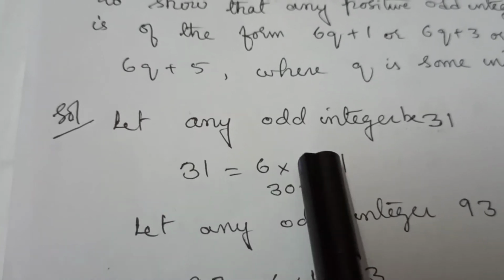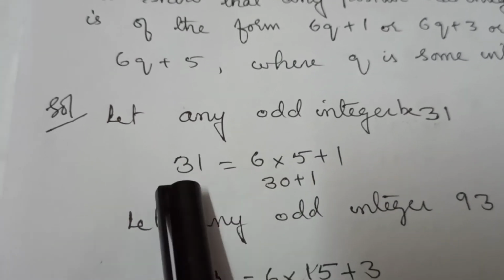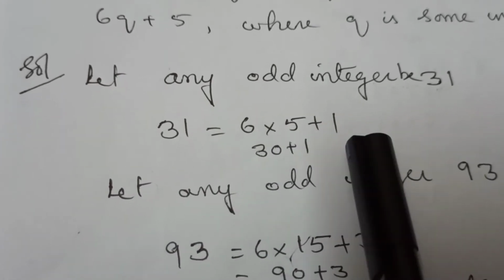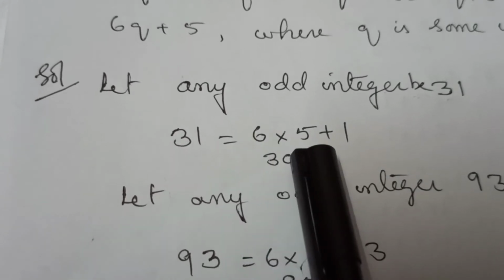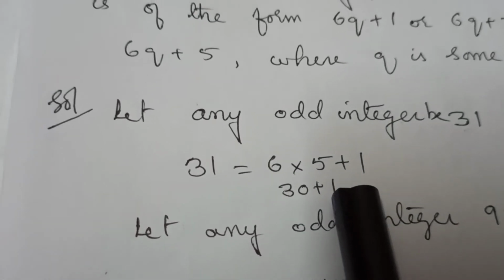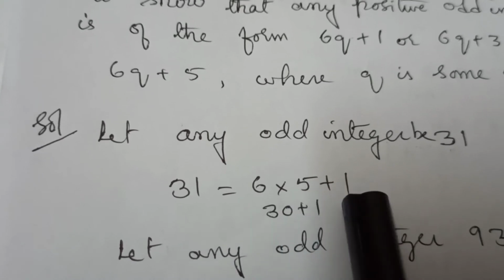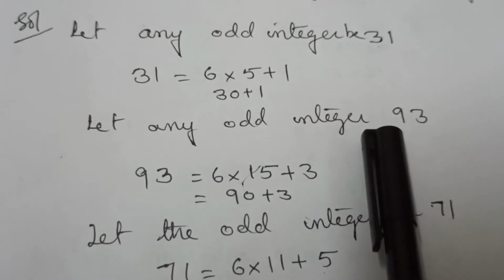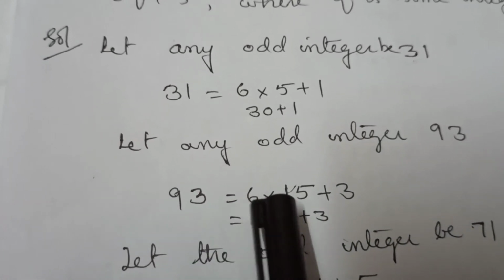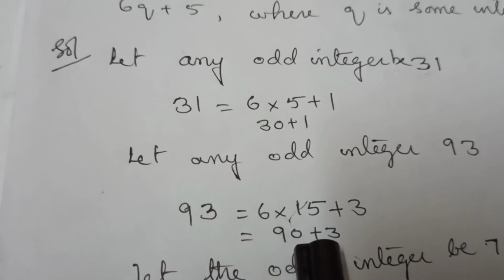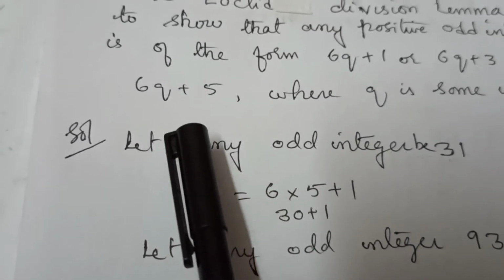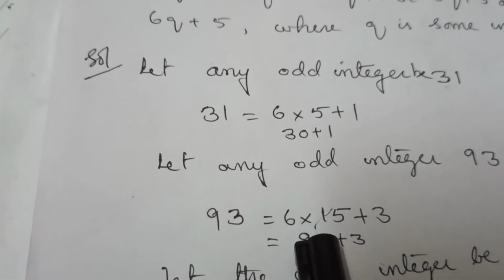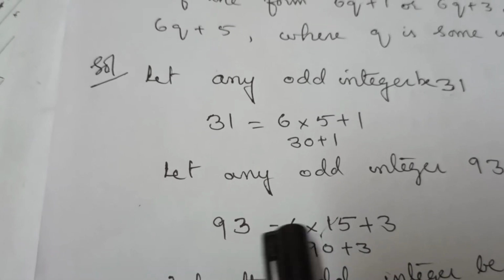So let any odd integer be 31. Suppose we are taking the example 31. 31 equals 6 into 5 plus 1. So 6 fives are 30 plus 1, 31. So if we are taking 6q plus 1, we got this property solved. Now if we are taking this number 93, 93 equals 6 into 15 plus 3, that is 90 plus 3. Now we got this one solved, 6q plus 3. It is solved here. 6 into 15 plus 3, that is 90 plus 3, is 93.